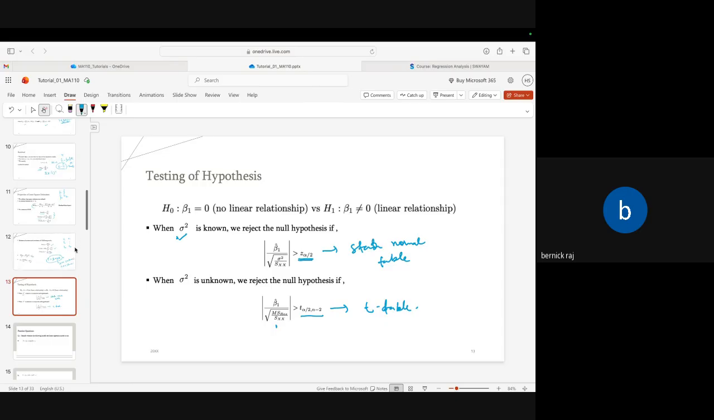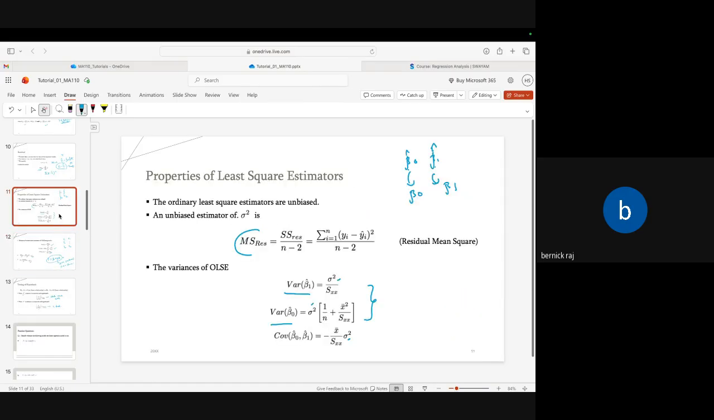And my previous question, madam, sum of ei is 0. What happens if beta naught is 0? It is true for that case also. Yes, yeah.